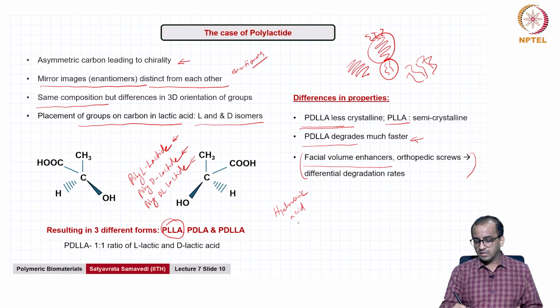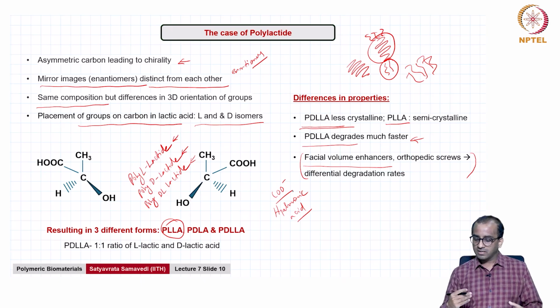Hyaluronic acid is another polymer, a charged polymer, where you have a lot of negative groups because of the carboxyl ion. It is a naturally found polymer which helps in lubricating the joints. So, that is often used, but that directly contributes to volume enhancement.